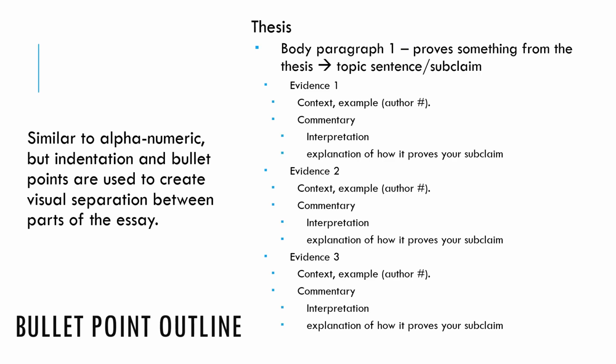Some kids like to just do a bullet point outline. This is similar to an alphanumeric, but indentation and bullet points are incredibly important to create visual separation between parts of the essay. So again, it goes in the order that is typical. It's just instead of using the Roman numeral, letter, and number system, it's just using bullet points. So again, just another option out there for you to brainstorm.